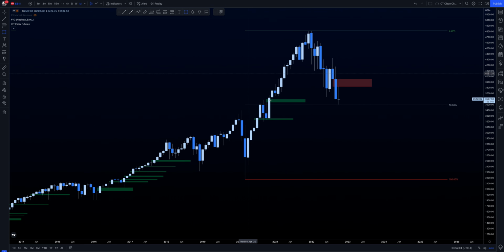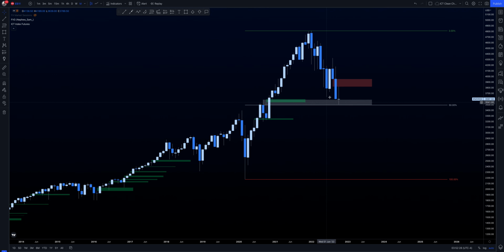So we're going to start mapping out these PD arrays on the monthly time frame. This first PD array is a rejection block here, and we've also got this fair value gap here. So you can see the respect that we've got within this region. So I'm going to leave that on there as a white rectangle.